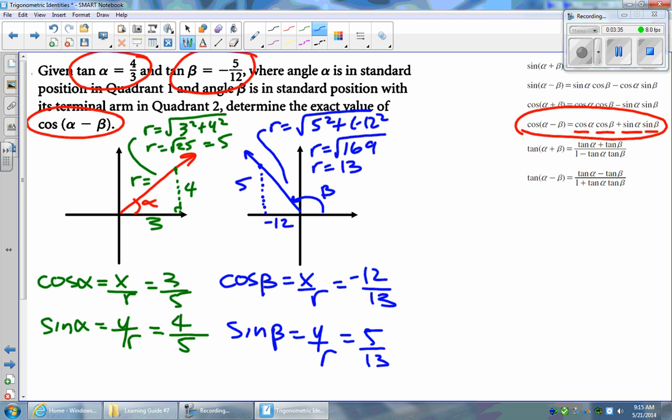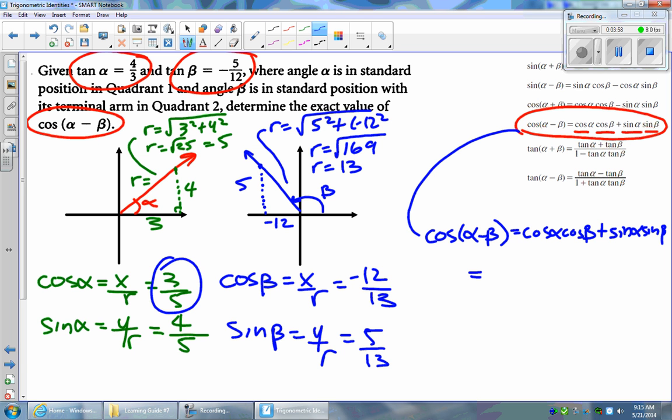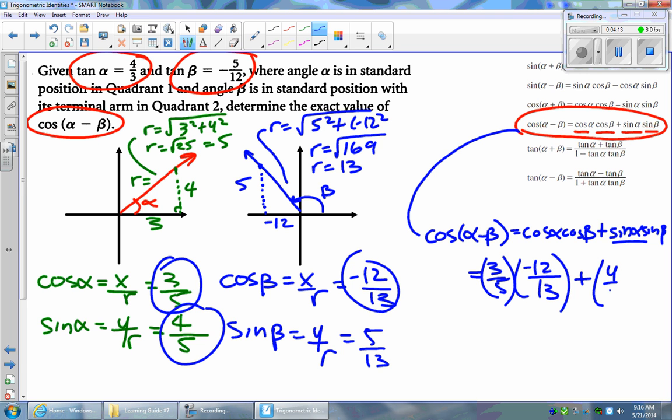Okay, so let's go ahead and find the exact value now using this identity. So cosine of alpha minus beta is equal to cosine alpha times cosine beta plus sine alpha times sine beta. Okay, so we just go ahead and fill in each ratio. So cosine alpha, we did find that value. It's 3 over 5, so that goes first. Cosine beta, we also found that value. That is negative 12 over 13. Then we're going to add sine alpha, which is 4 over 5. And finally, sine beta, which is 5 over 13.